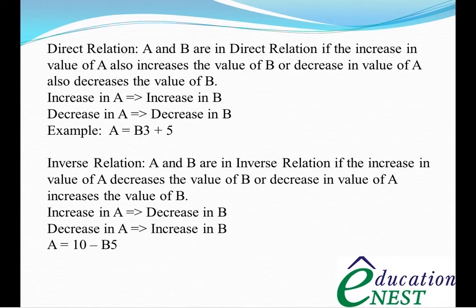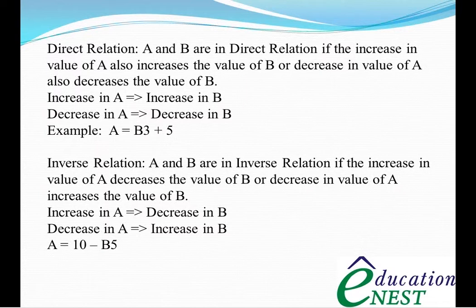Now let's discuss what is direct relation and inverse relation. Direct relation: A and B are in direct relation if an increase in the value of A also increases the value of B, or a decrease in the value of A also decreases the value of B. That means an increase in A is accompanied by an increase in B, and a decrease in A by a decrease in B. Example: A is equal to B^3 plus 5.